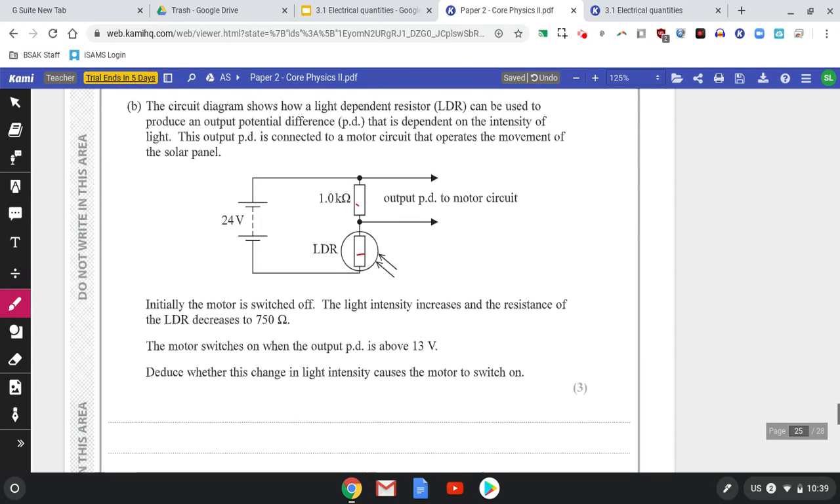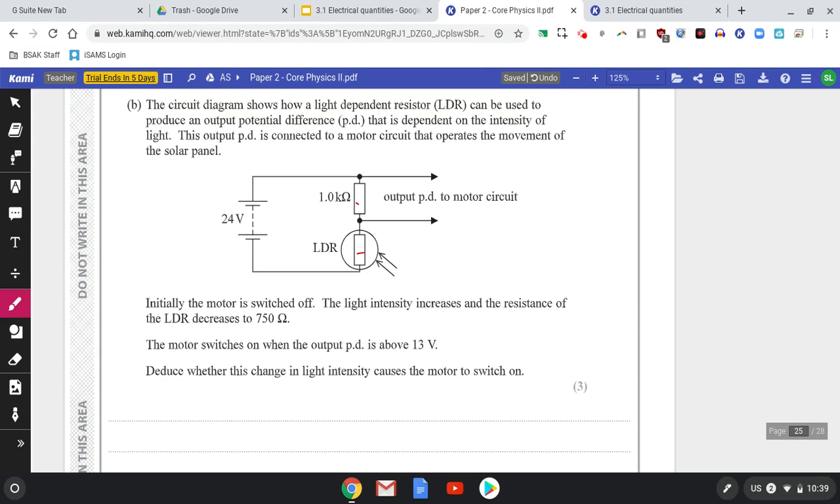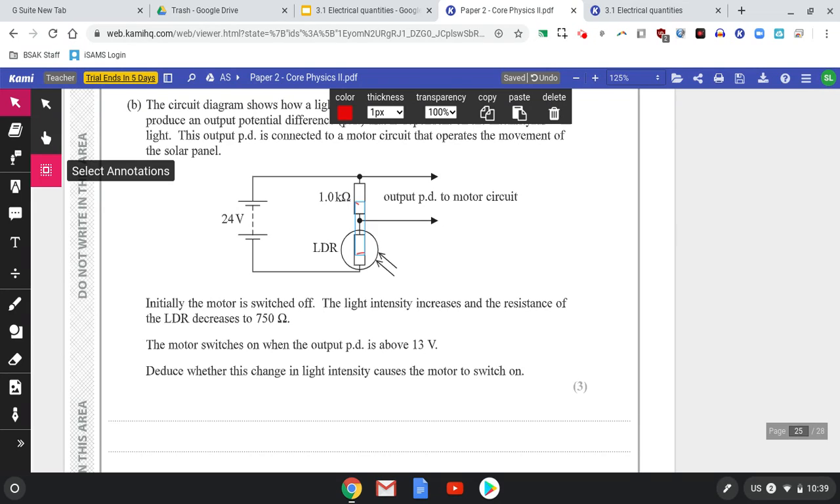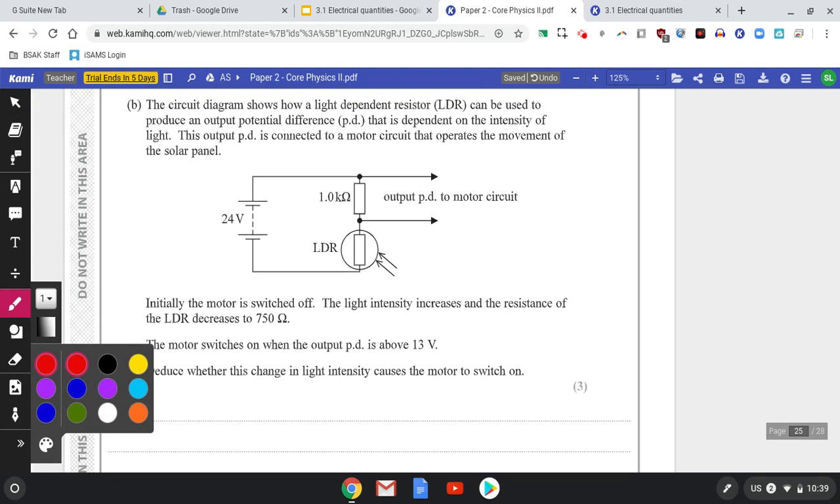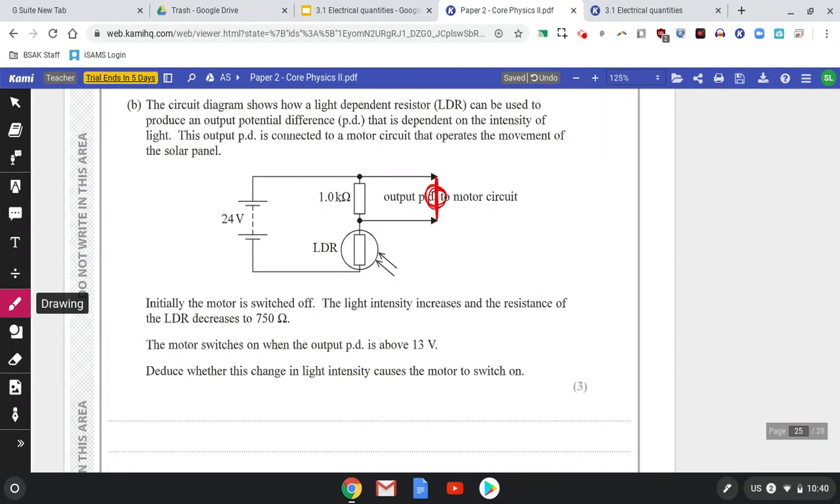Next up, we've got a potential divider. We have an LDR in a potential divider. Now we want it to switch on a motor. The output is taken across the fixed resistor, so the motor is going to go here. The output needs to get up to 13 volts for it to switch on. So we need to calculate the voltage across the 1 kilo ohm resistor when the LDR resistance is 750 ohms.